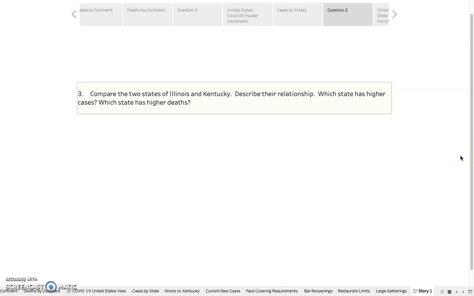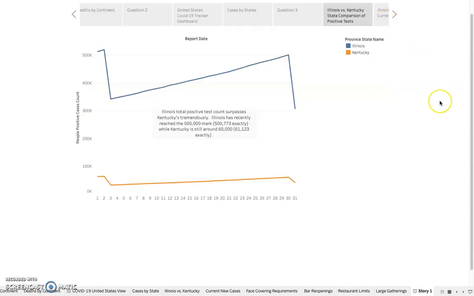Compare these two states of Illinois and Kentucky. Describe the relationship. Which state has higher cases? Which state has higher deaths? Illinois versus Kentucky state comparison of positive tests. So this is a line chart. As of August 2nd, 2020, Illinois' positive test count surpasses Kentucky's tremendously.